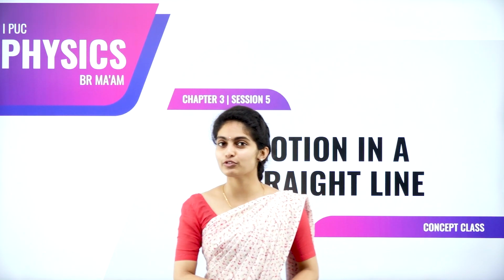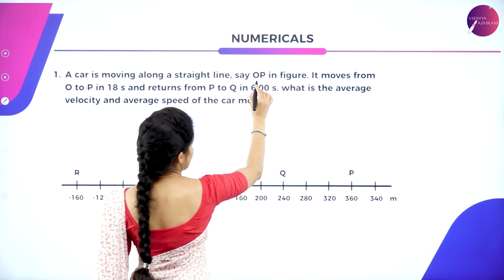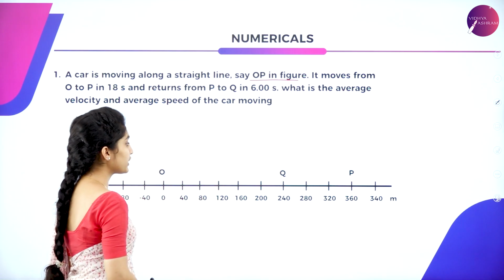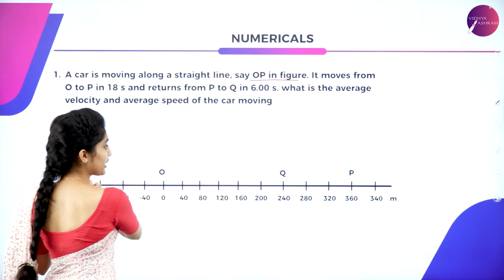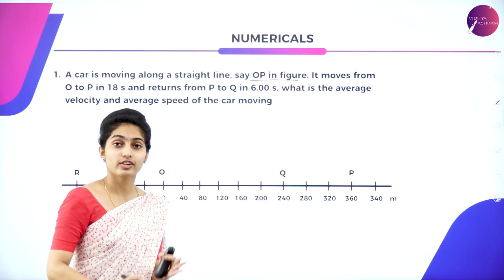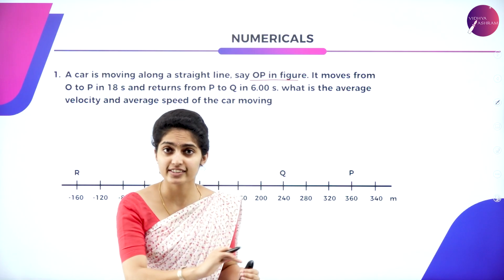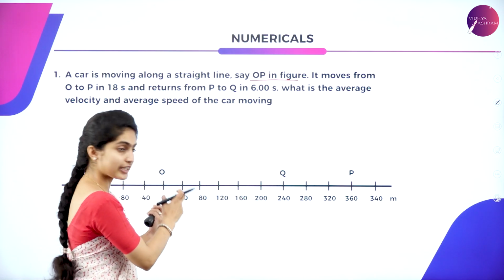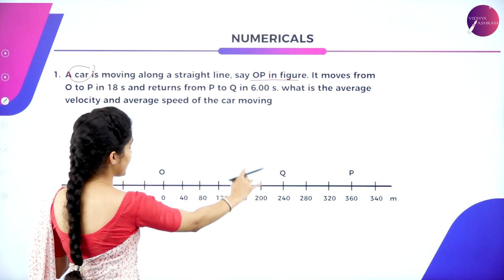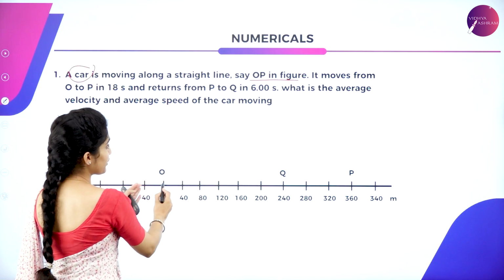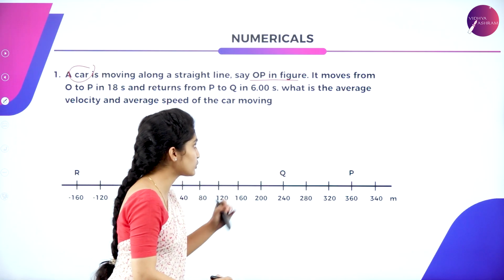Let us go to our first numerical. A car is moving along a straight line, say OP in the figure. In this chapter, we study rectilinear motion, that is, motion in a straight line. Here the object, a car, is moving along a straight line OP in the figure, passing through O, Q as well as P.